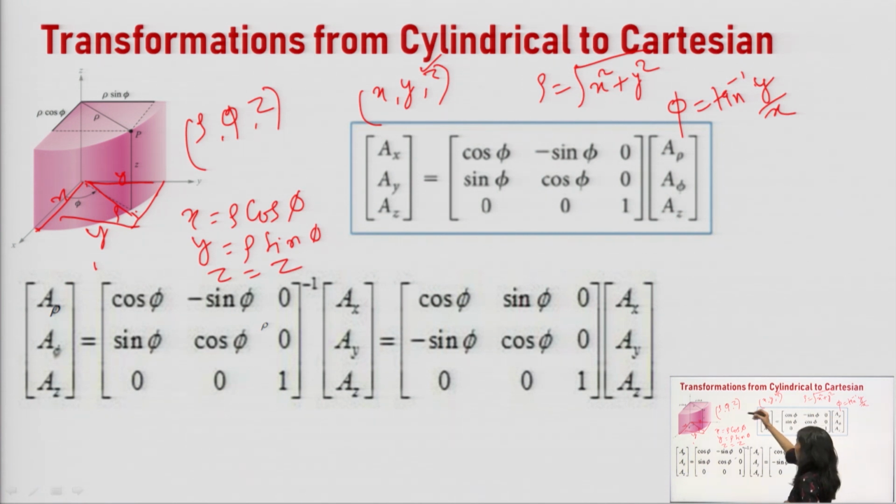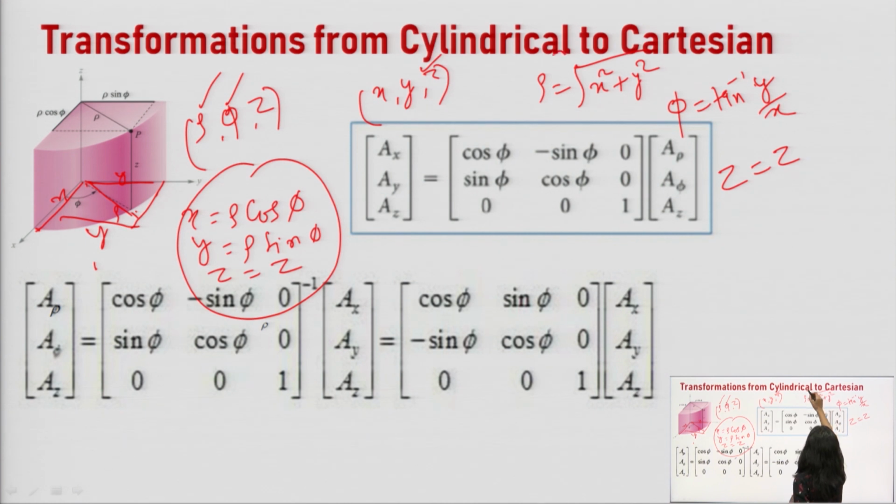We got the values of rho and phi. Now we need to find the value of z. Z is the same, so z will be equal to z. Now this is all about the transformation of one point into another point. A point can be given in cylindrical or in Cartesian, and we can transform one to the other using this formula and this formula.